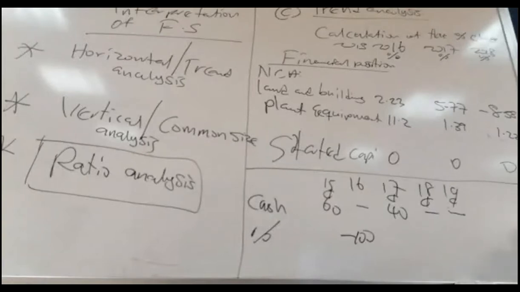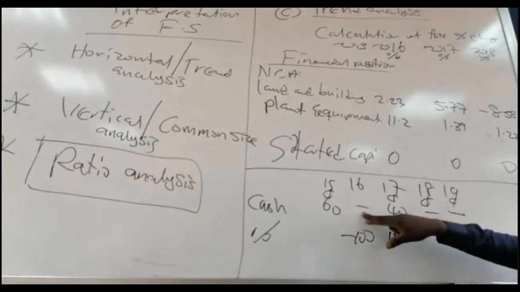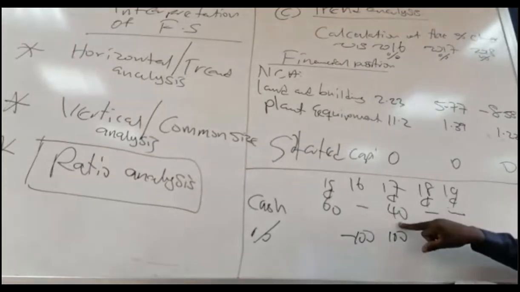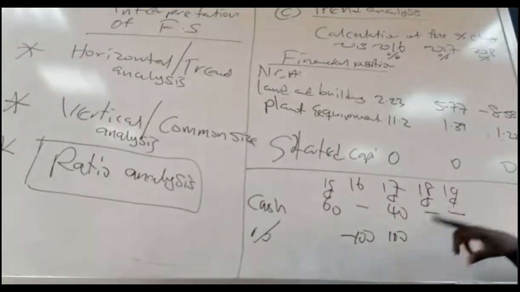So that will be positive 100. Perfect. 2017 must be positive 100. Why positive 100? That one too has moved from 0 up to a certain figure. Anytime something moves from 0 levels, wherever it reaches is 100%. So it has moved from 0 to 40, so that's 100%.